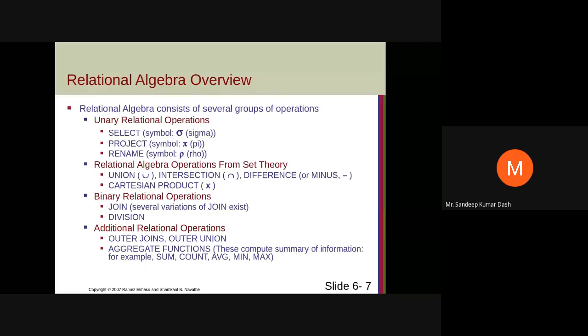Suppose you are writing select star from employee. Here there is no join condition. Only one table is mentioned, so everything in that table will be displayed. That is a unary relational operation. Under unary relational operations, which work on a single relation, you have three basic operations: select, project, and rename. Select is symbolized by the symbol sigma. Project is written using the symbol pi. Rename is written using the symbol rho.